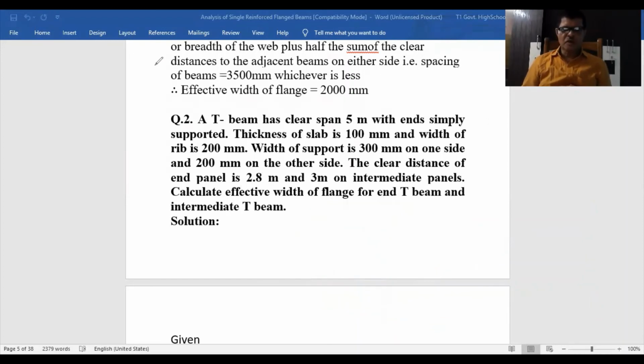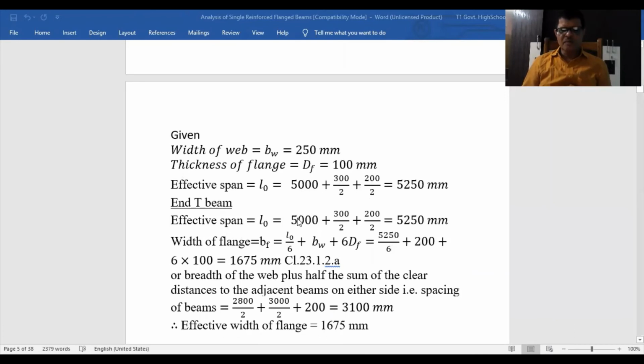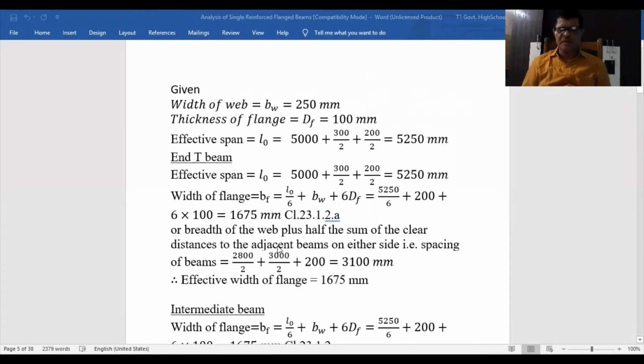Let us go to the solution. And in the solution, see, BW is 250, DF 100, L0. But the effective span is calculated from this end to this end. So the walls are supported on both sides. One side wall is 300, other side is 200. So take a half of this, that comes to 5250 effective span. Now for the end beam, we find L0 is equal to 5000 plus 300 by 2 plus 200 by 2, that is 5250. Okay, that's the same thing. The effective span we have already calculated.